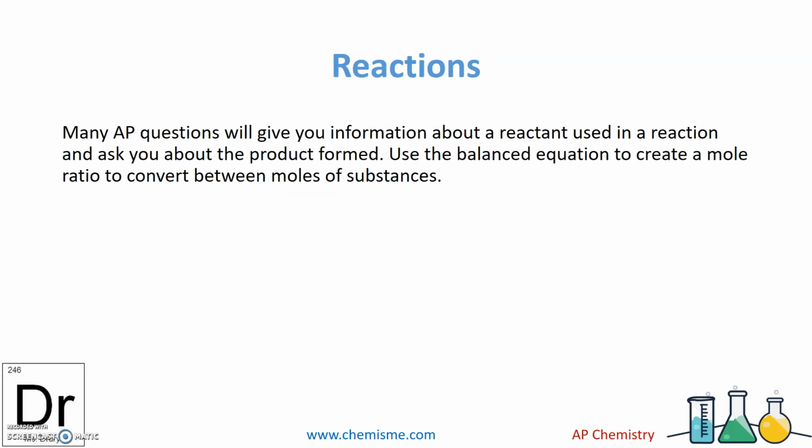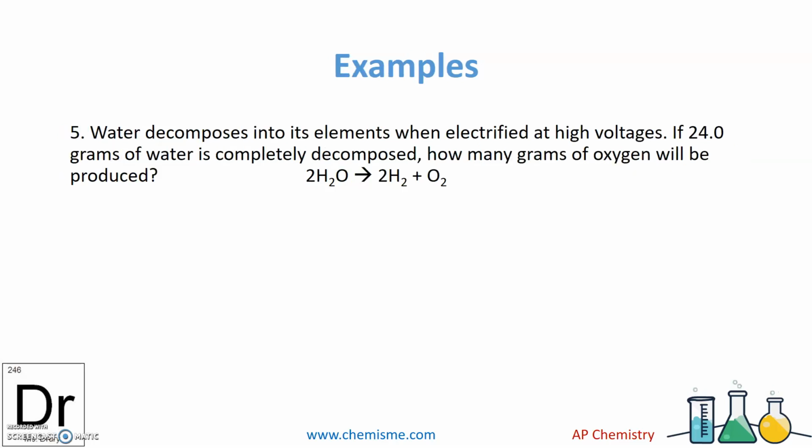Many AP questions will give you information about a reactant using an equation and ask you about a product or vice versa. So you're going to need a balanced equation to create a mole ratio and convert between the moles of a substance. So we're going to talk about balancing in a few videos. For now, I'm going to give you the balanced equation, and you're going to have to convert between the substances. So the best way to learn is through examples.